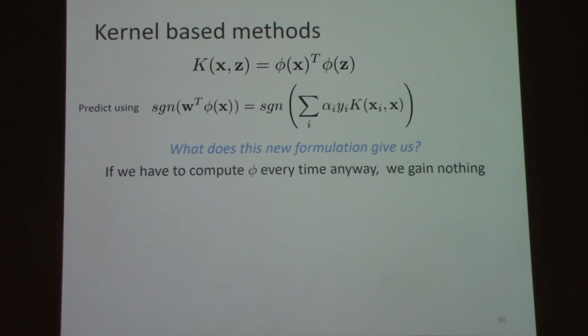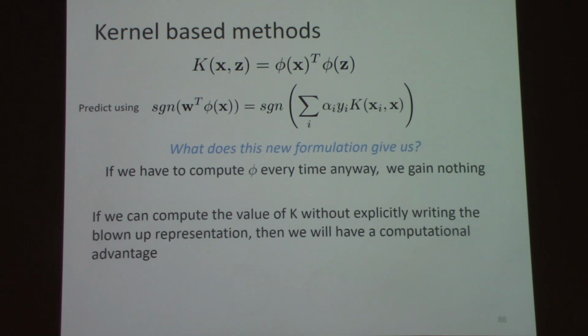I'm just moving all the math to the top so that I can put some text at the bottom. If, in order to compute the value of K, I have to explicitly compute phi, let's say this region of the classroom is the original space and this region is the new space. A new example comes in, I transform it to the high dimensional space, and then I compute the value of K by actually computing phi. Nothing has changed. We've gained nothing. It's nice, it's cute mathematically, but we've gained nothing.